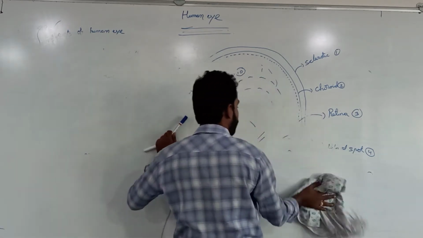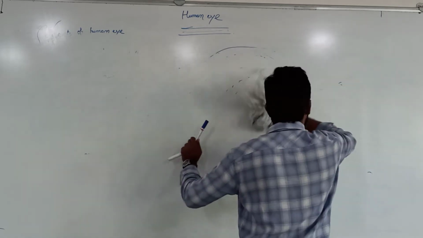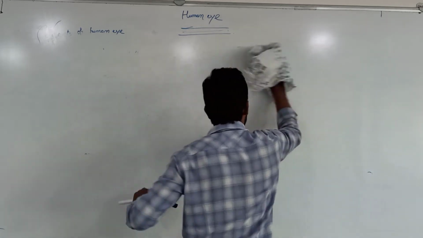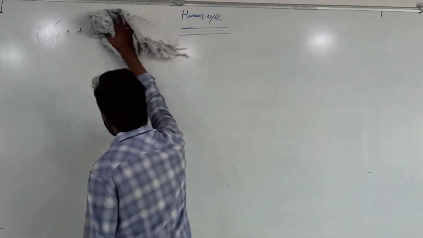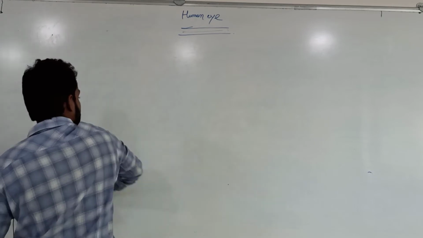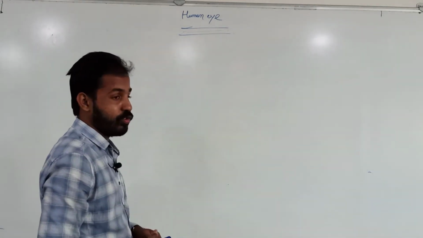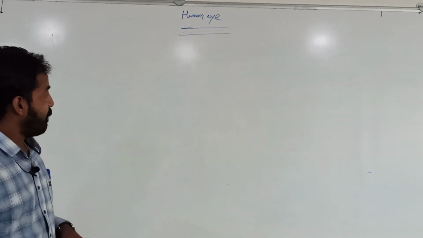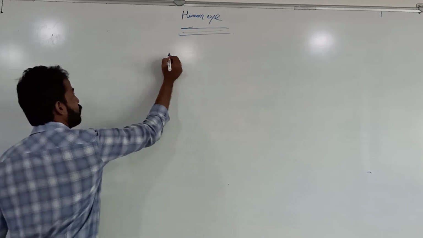So I have drawn a bigger diagram in order to give you a very clear visualization of the human eye. Now I will go with a small diagram so that I can explain the parts of the human eye at the same position. The first diagram was somewhat larger in order to visualize the things of the human eye.